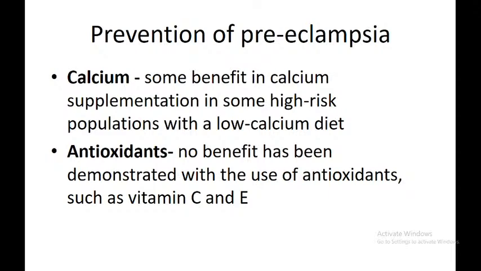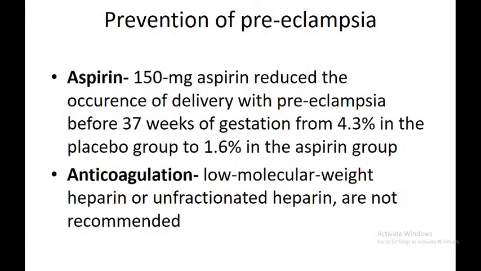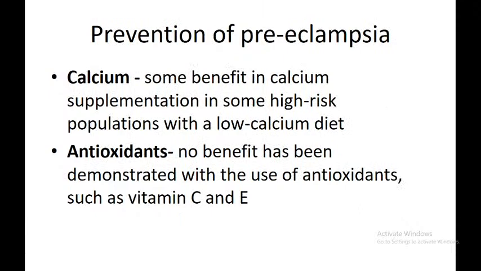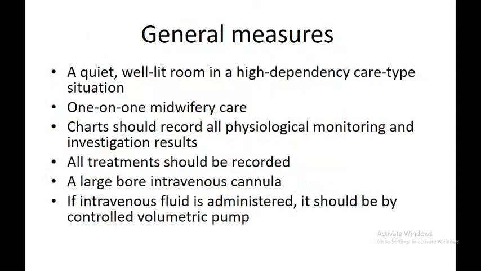So among the preventive strategies that we have for preeclampsia, it is well said that aspirin 150 milligrams lowers the occurrence of preeclampsia in women who had a previous history of preeclampsia. And there is no role for anticoagulants, there is no role for antioxidants, and calcium has a beneficial effect only in women with a low calcium diet, not otherwise in women with a high calcium diet.